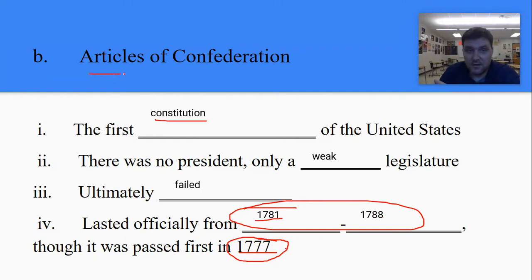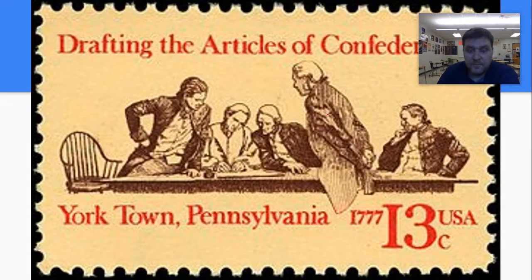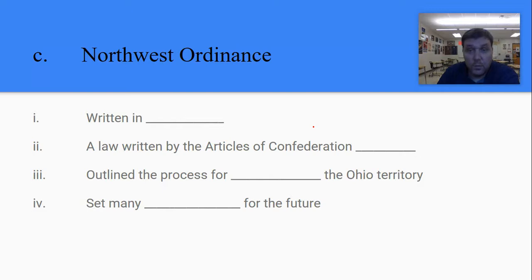So the Articles of Confederation was not a very good document. It produced a very weak government that almost led to a civil war, and I'm not going to linger on that. One good thing that the Articles of Confederation did was the Northwest Ordinance. It was written in 1787. It was a law written by the Articles Congress.